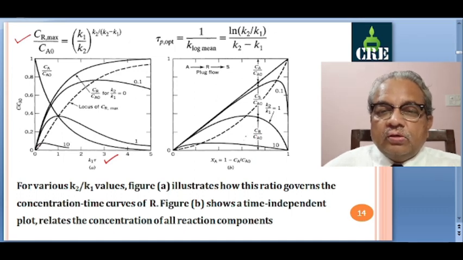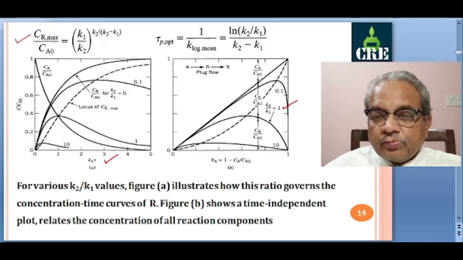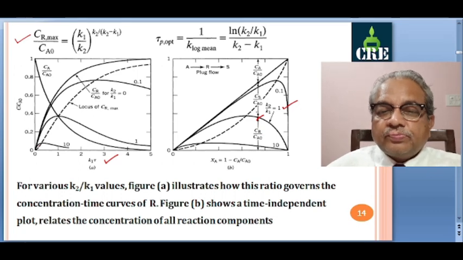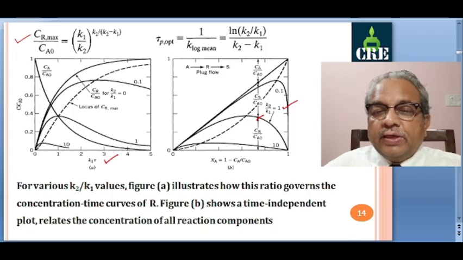Now what information does this curve give to us? The first thing, suppose you consider this curve for K2 by K1 equal to 1, or K1 equal to K2. This is the corresponding curve for Cr by Ca0. So this value we will get here, Cr by Ca0, corresponding to this X.